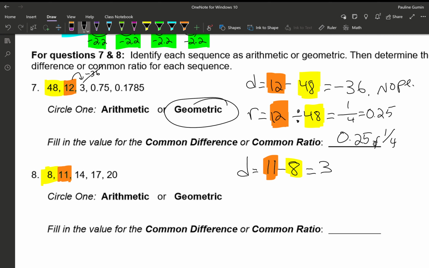I know it works for the first two because that's what we used. 11 plus 3, that's 14. 14 plus 3, that's 17. 17 plus 3 is 20. So it's arithmetic, and my common difference is 3.